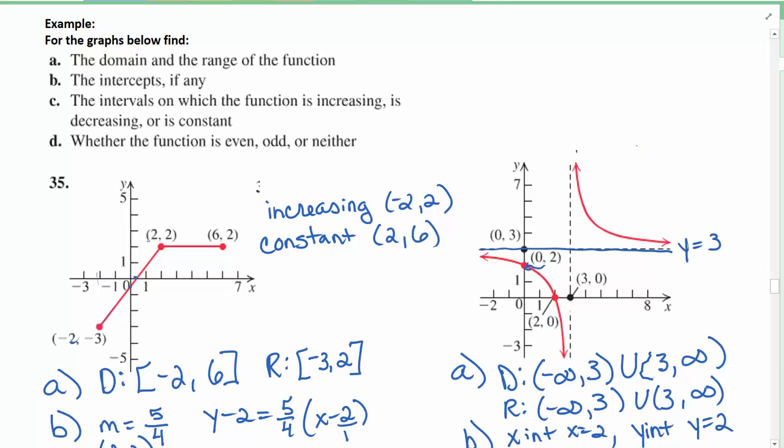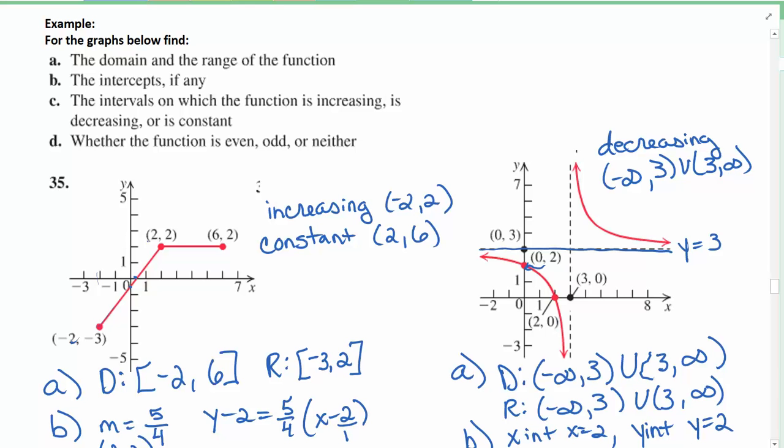This one is... let's see, it's decreasing here, and then it's also decreasing here. So it's never increasing, it's decreasing from negative infinity. It's really decreasing throughout its domain. So negative infinity to 3, because we have a break there, union 3 to infinity, and it's never constant.